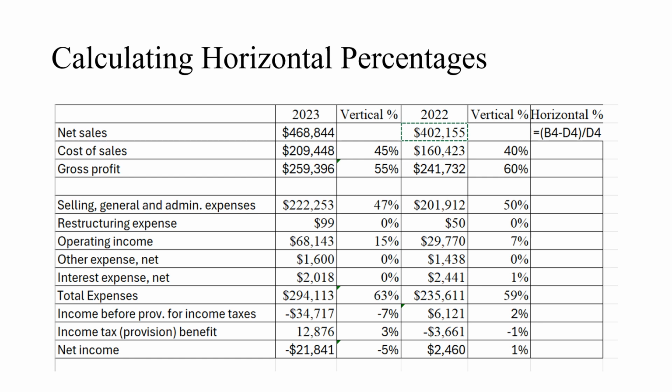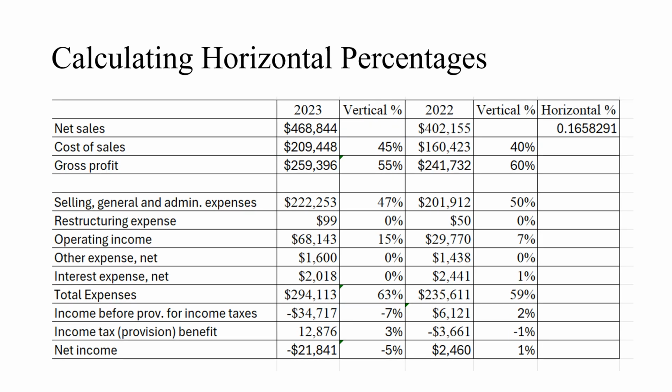And so we build another formula, once again starting with the equal sign. In this case, we're using parentheses to make sure that the algebraic formula works correctly. We put in parentheses and then we start with the 2023 net sales, subtracting the 2022 net sales, and then dividing it by the 2022 sales. And we get a number. And this number in this case is 0.1658291.